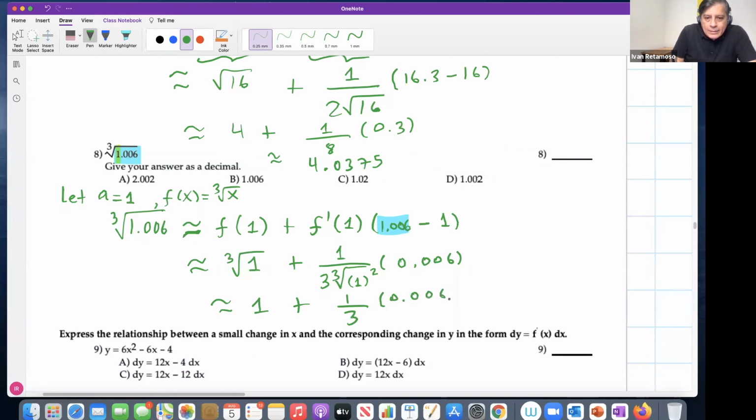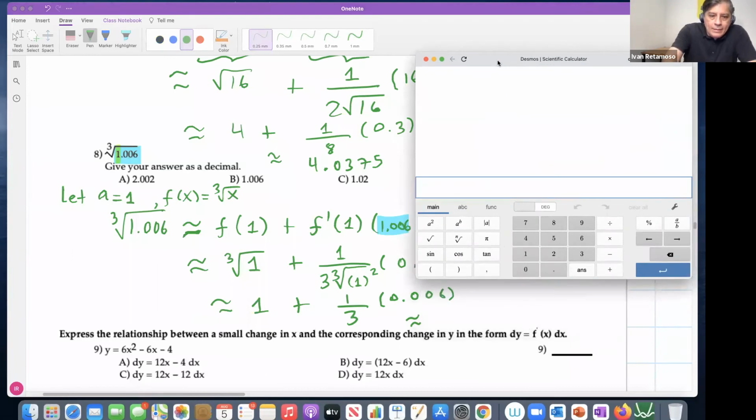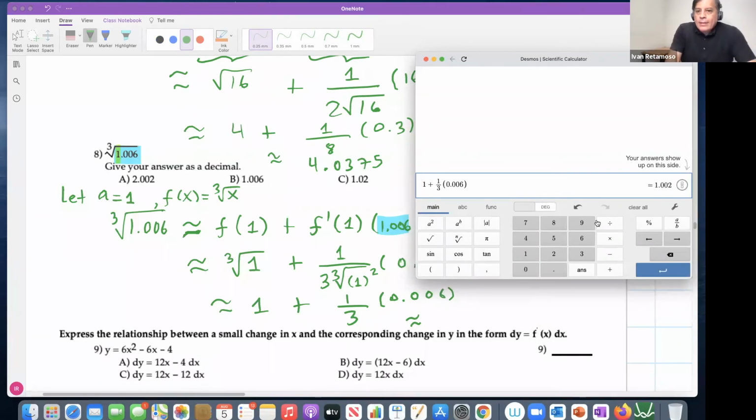But what is important is that you should end up with the following: 1 plus 1/3 of 0.006. Yeah, 1/3. Erase characters that are not needed. This is it, 1.002, right? 1.002.